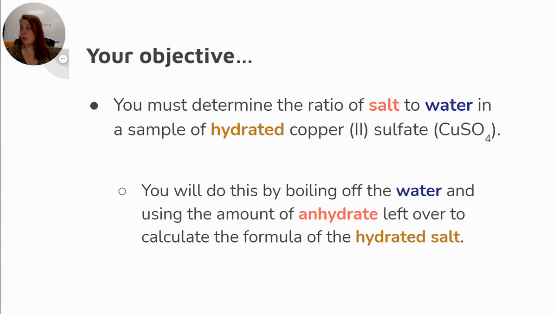So please have your labs out and ready to go so that you can write in a different color any additional notes that I go over. So let's talk about your objective. You need to determine the ratio of salt to water in a sample of hydrated copper 2 sulfate.